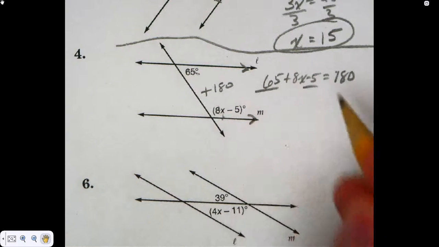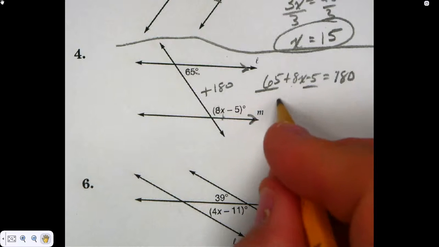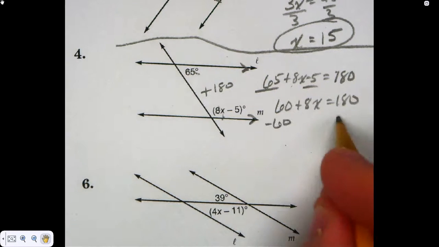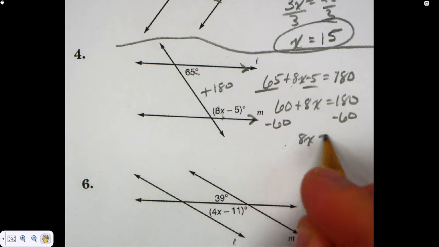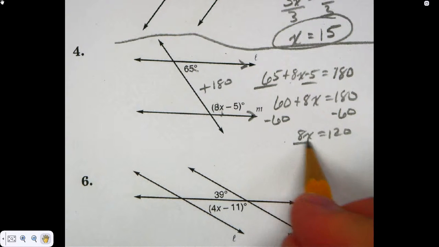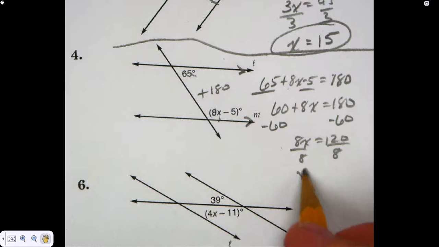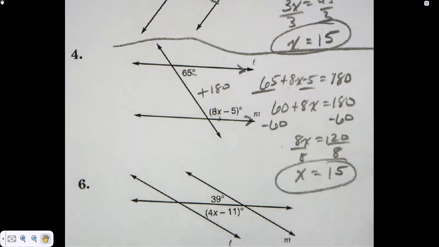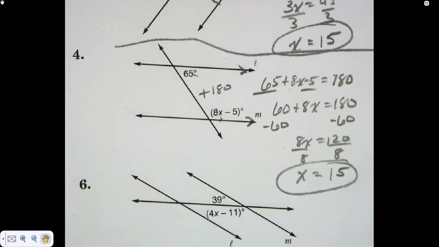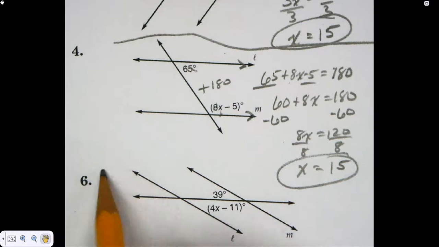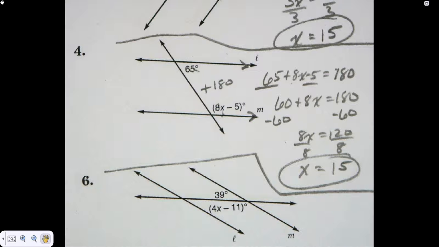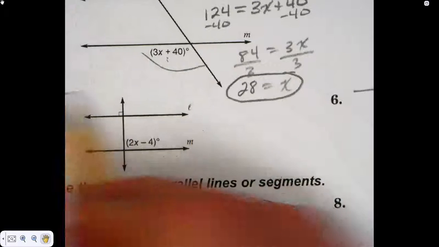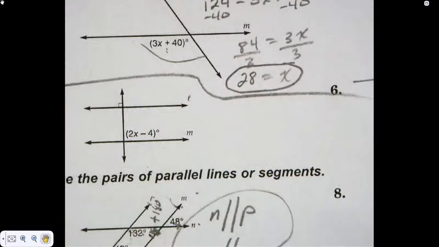Now, if an equation looks weird, there's probably some simplifying to do. 65 minus 5 is what? 60 plus 8x is equal to 180. What do I do now? Divide both sides by 8. X is equal to 15. Any questions on that one? I'll zoom out and have them all up there in case you missed a piece of the equation when you're writing it down.